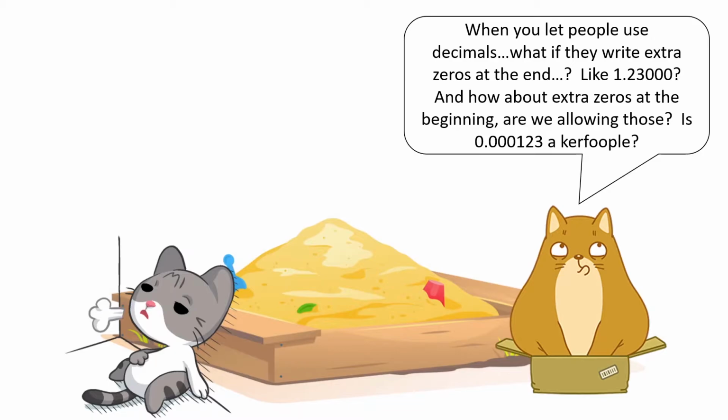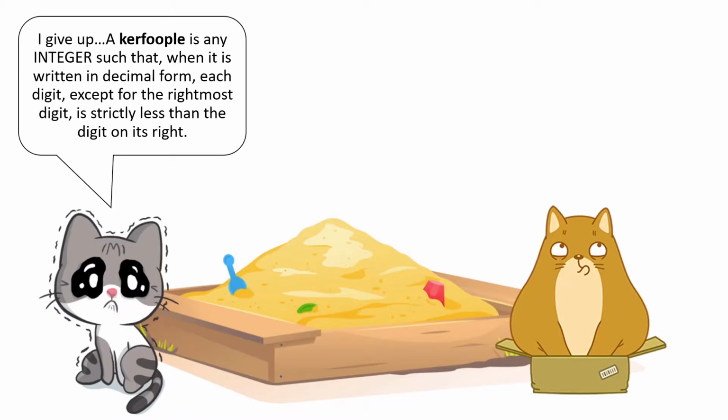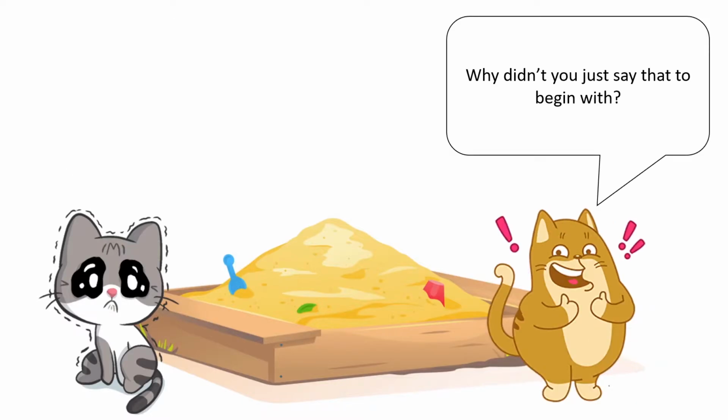Okay, so at this point, our original little gray kitty over here has completely given up on dealing with this decimal problem and is going to change his mind and just make these be integers. So a Curfupal is any integer such that when it is written in decimal form, each digit except for the rightmost digit is strictly less than the digit on its right. Okay, so that solves a lot of the problems with the definition. And second kitty is like, well, why didn't you just say so?